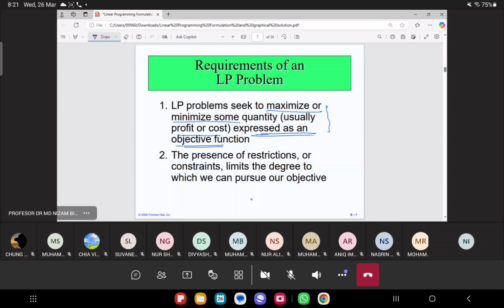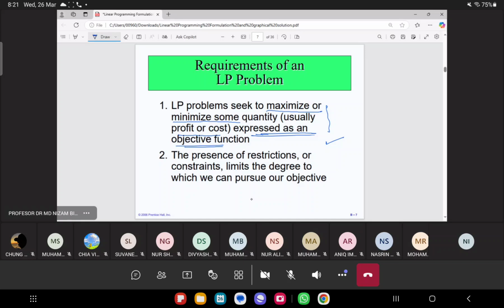So that's the first requirement. You need to be able to define what is to be maximized or minimized as the objective function. If it's profit, then it's maximized. If it's cost, you want to minimize. If it's distance traveled, you want to minimize. If it's time taken, you want to minimize. If it's revenue, then you want to maximize. Okay. So that's the first thing.